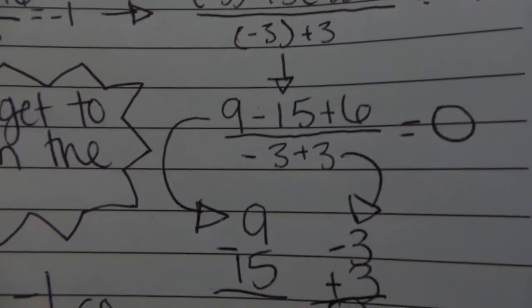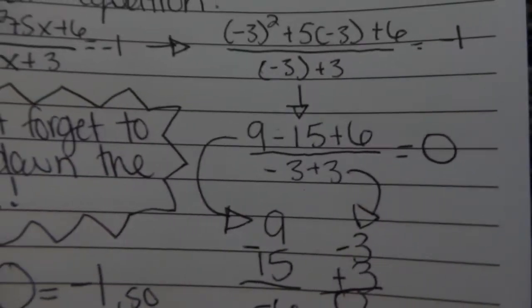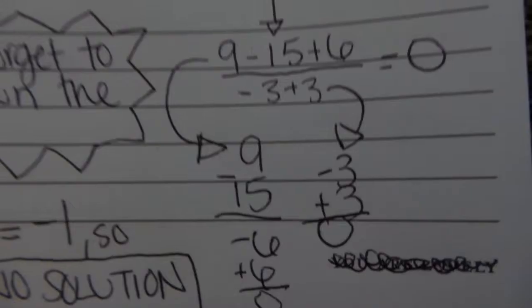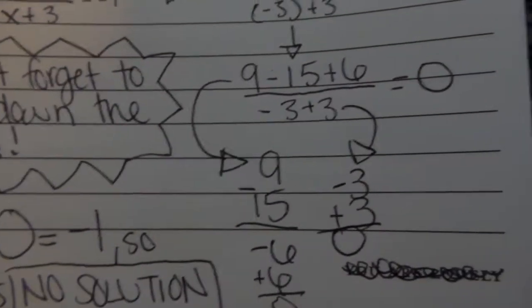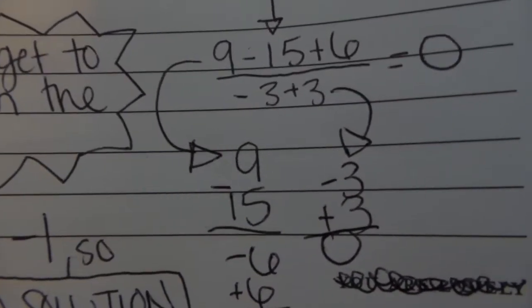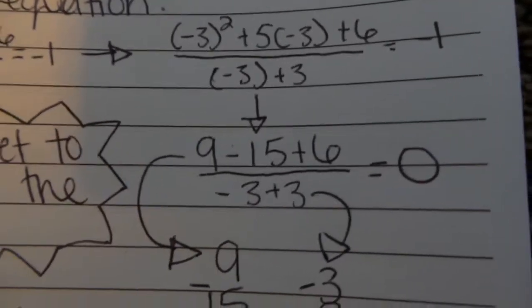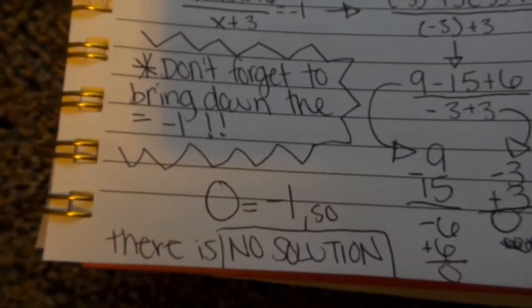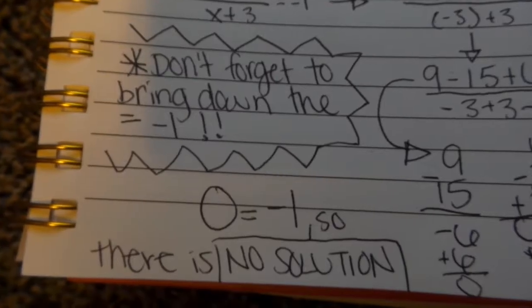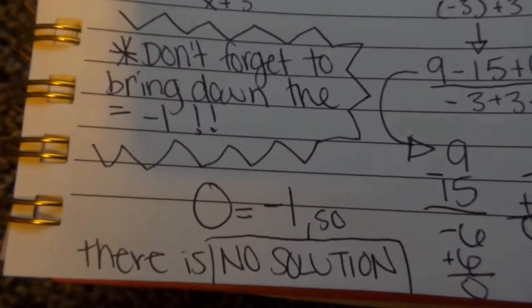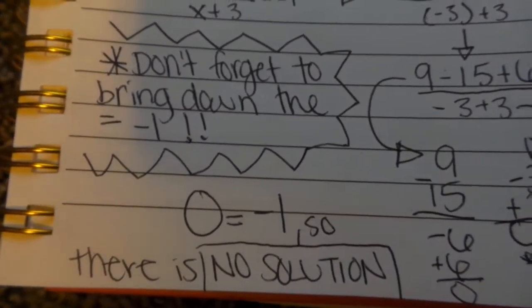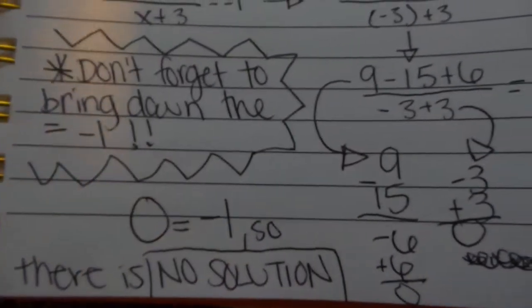When you work out the top part, you're going to end up with 0. On the bottom part, negative 3 plus 3 equals 0. So 0 equals 0. But don't forget to bring down the negative 1. So 0 equals negative 1 is not true. So there is no solution.